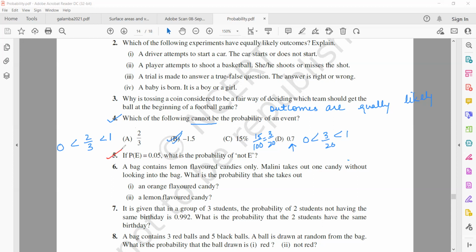Now, fifth one, if P of E is this much, what is the probability of not E? So it's simple. We know that P of any event plus P of not that event, the answer should be 1. The sum should be 1. From 0.95. Exactly. So P of not E will be 1 minus P of E. So it will be 0.95.